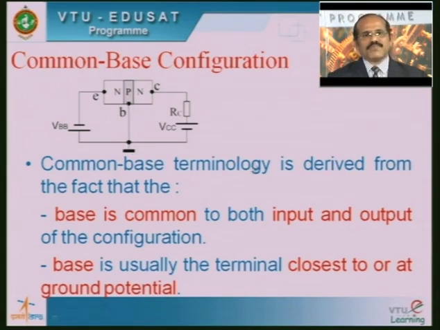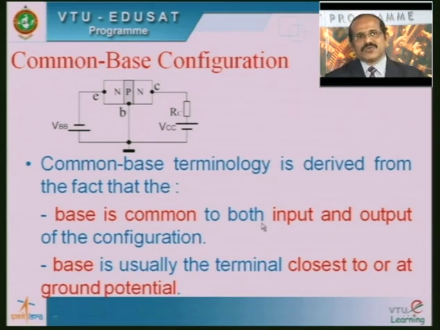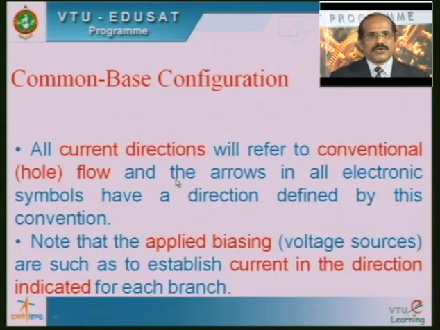So, please note that in the common base terminology or common base configuration of BJT, the base is common to both input and output. Input here is the emitter and output will be the collector. So, base is usually the terminal closest to or at ground potential. That is why here you can see that the base is maintained at the ground potential.